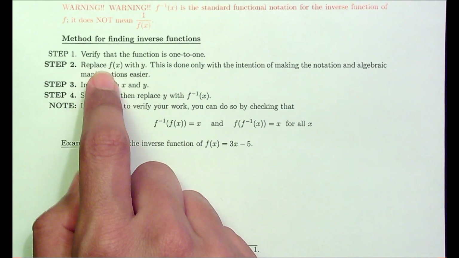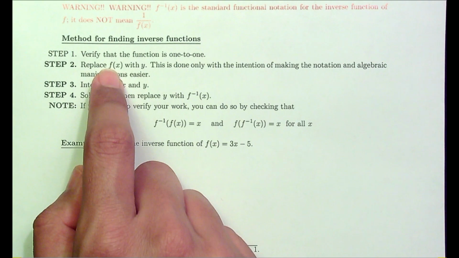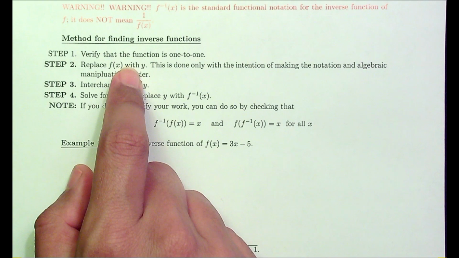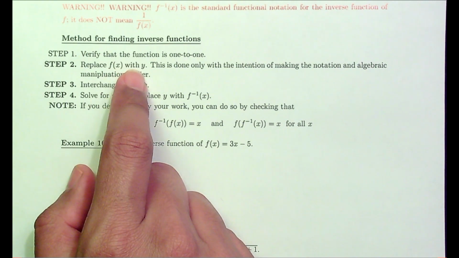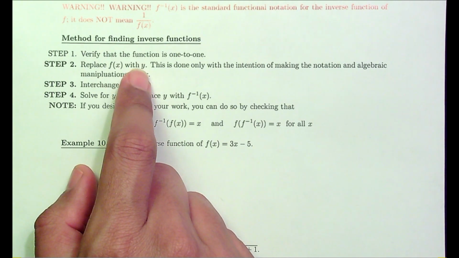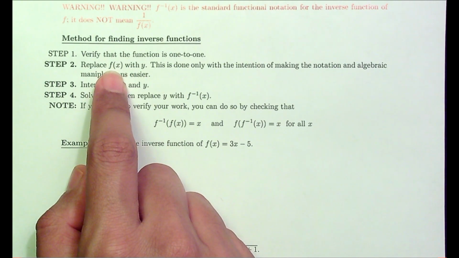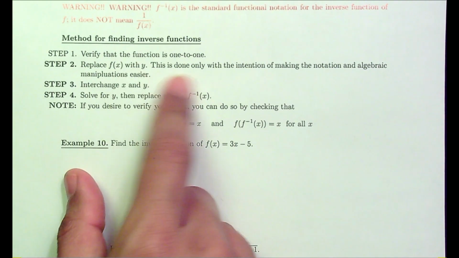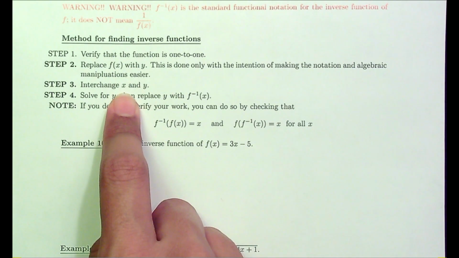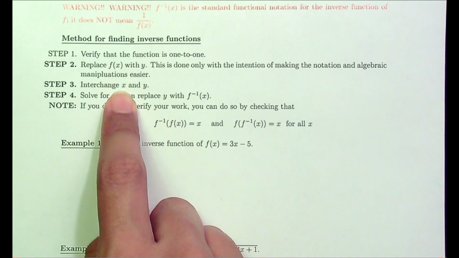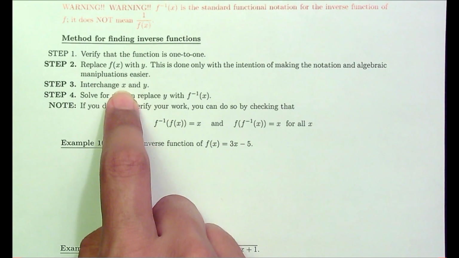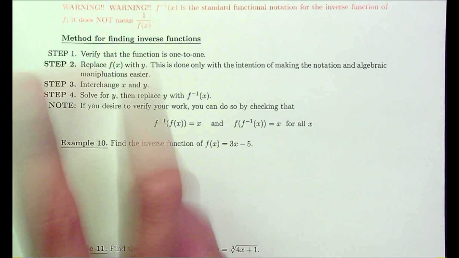First thing you're going to do is replace f of x with y. That's going to make things easier. This is not absolutely essential, but you should really do it because it makes things easier to read and figure out. So instead of writing f of x, you're going to write y. This is only done with the intention of making the algebraic manipulations easier. Then you're going to swap the x and the y. Wherever you see x, you're going to put in y, and wherever you see y, you're going to write x. So you're going to interchange them.